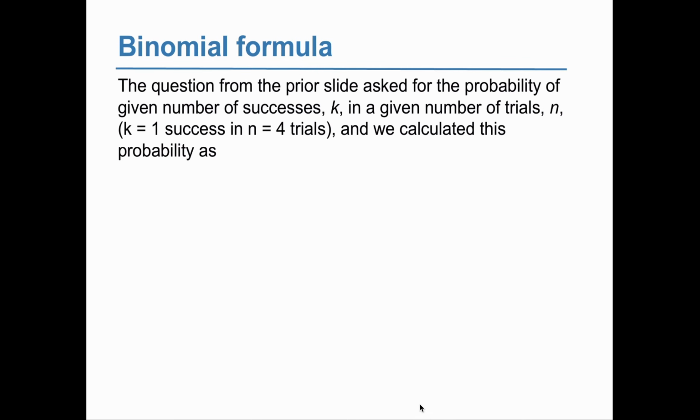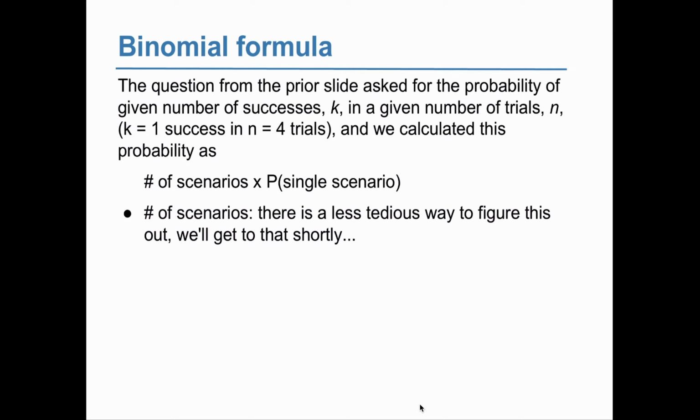So, the question asks for the probability of a given number of successes k in a given number of trials n. In that case, k equals 1 success in n equals 4 trials. And we calculated it as the number of scenarios times the probability of a single scenario, because the probability for each scenario was the same, because they all involve the same number of successes and the same number of trials. You just multiply them in different orders, and the order doesn't matter with multiplication.